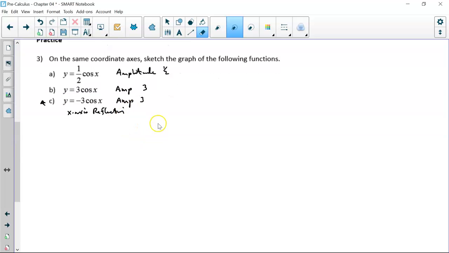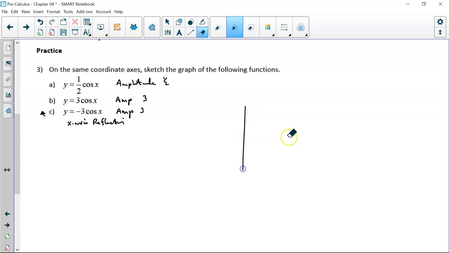Now, I'm just going to do 2 periods. So I cut it into my key points. Here's my pi over 2, my pi, 3 pi over 2, my 2 pi. I'm going to go backwards and do the same thing for my other period. Negative 2 pi. So now I need to make room, so my amplitude is 3. 1, 2, 3.